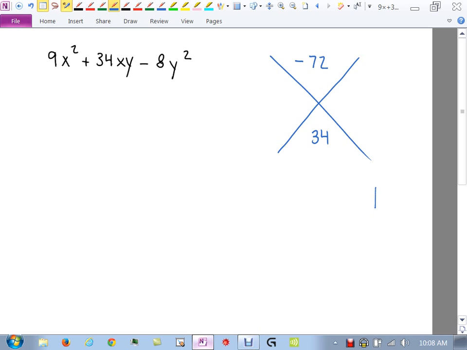So let me look at all the factors of 72 here. 1 and 72, 2 and 36, right? If I can just get the signs right. Negative 2, positive 36. That works, doesn't it? So with the grouping technique, I take the first term and the last term, rewrite those, 9x squared, and then over here, minus 8y squared.